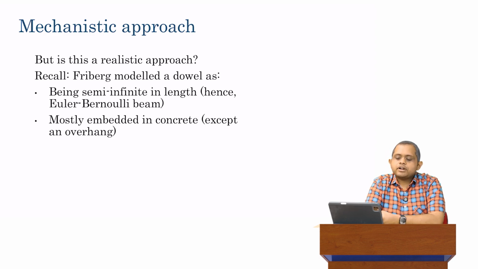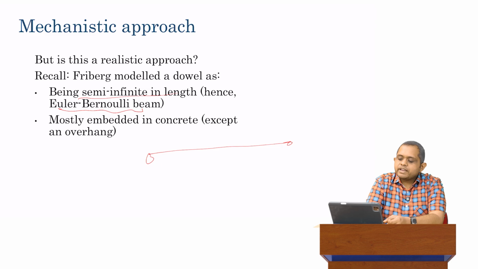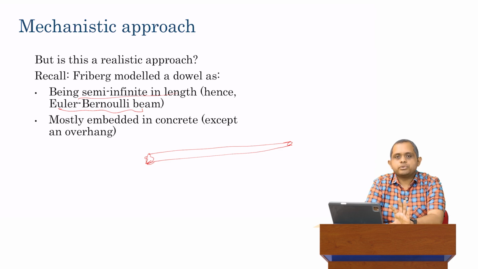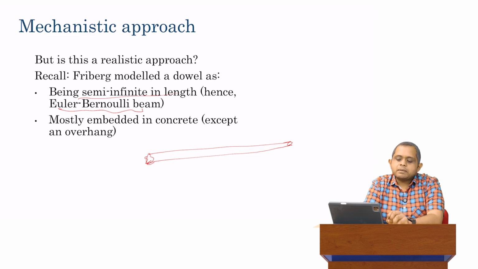One thing to understand is, Freiberg modeled his dowel and made 2 assumptions for the dowel. He assumed that the dowel was semi-infinite in length, and that's actually why he could assume an Euler-Bernoulli beam. A beam is said to be Euler-Bernoulli basically if its length dimension is much longer than its cross-sectional dimensions. So if we have relatively small cross-sectional dimensions as compared to the length dimension, then the beam acts as an Euler-Bernoulli beam. This is well established, shown to be correct experimentally also, so we can perfectly make the assumption. So that was one assumption that Freiberg made, that the beam is basically infinite in length and therefore it's an Euler-Bernoulli beam. He also assumed that except for a small part which is the overhang, it is embedded inside the concrete.